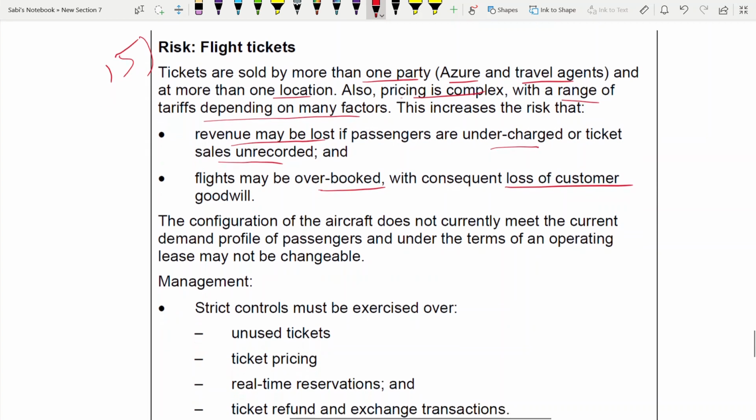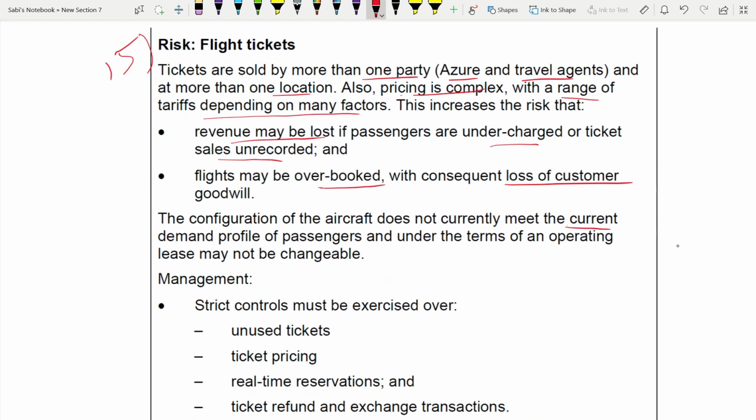So the configuration of the aircraft does not currently meet the current demand profile of the passengers and under the terms of an operating lease may not be changeable. According to the configuration of the aircraft currently, you cannot identify what should be the demand of the passengers, because you should run a survey first to know the passenger demand, right? And also under the terms of an operating lease it may not be changeable. You cannot change this. What should management do here?